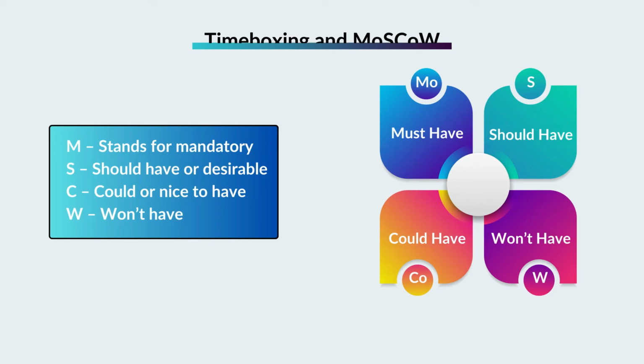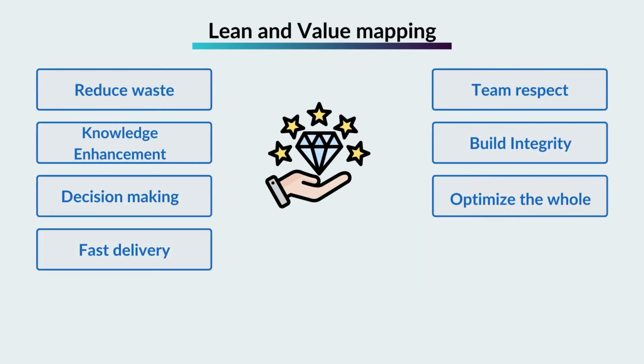Lean and value mapping. The lean principle originated from the Toyota production system in the 1950s. Lean follows the principle of capturing each process in a flowchart, which is then mapped to a value stream, and then identifying which steps add value and which do not. It follows the principle of removing or reducing the steps which do not add value. There are 7 principles of lean development, and they are as follows.